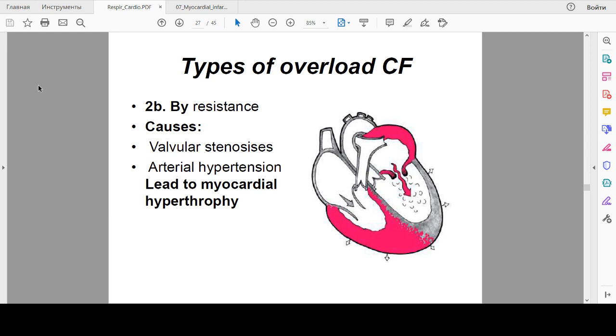Overload by resistance is the second type of overload cardiac failure. It is caused usually by some valvular stenosis, for instance mitral stenosis, or by arterial hypertension. It may be valvular resistance or vascular resistance, like in arterial hypertension. First of all, it leads to myocardial hypertrophy, but after some time, if overload by resistance increases, maybe dilation and dystrophy.